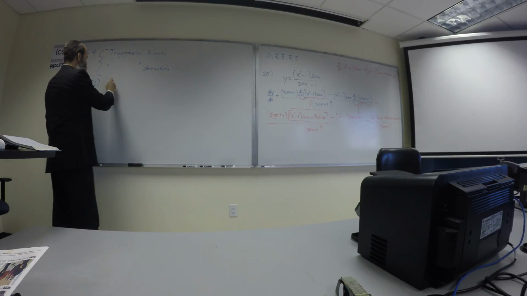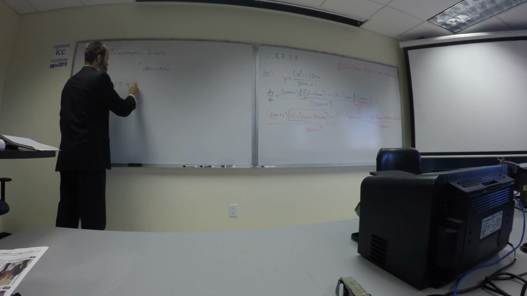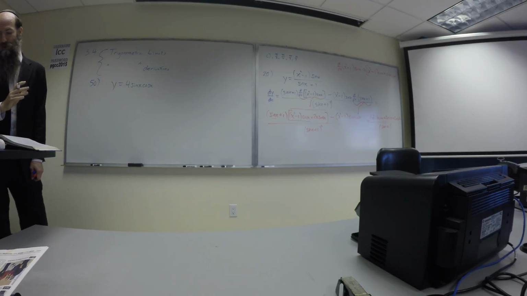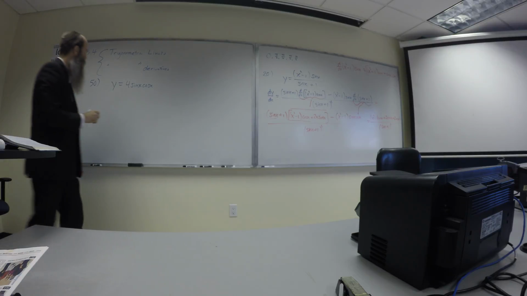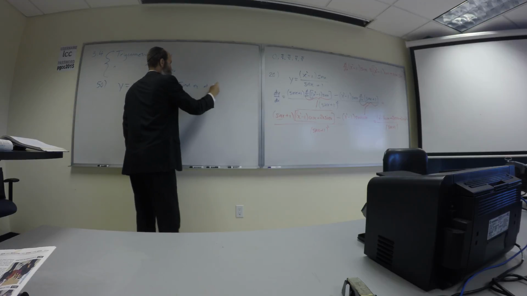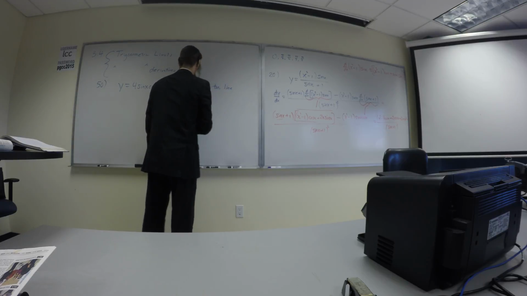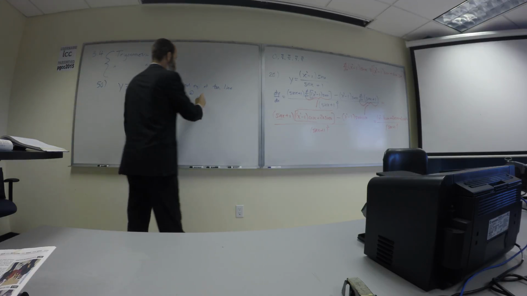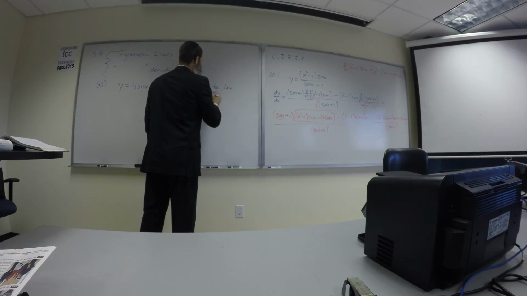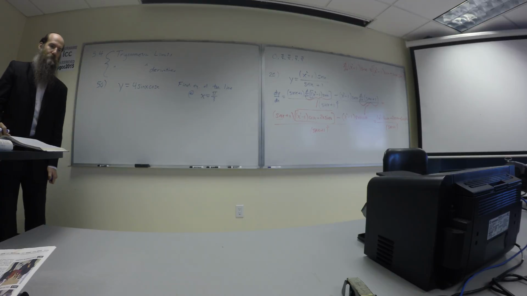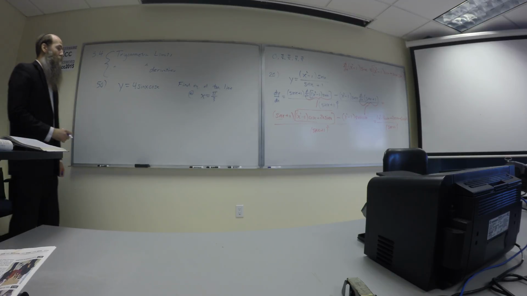Y equals 4 sine x cos x. We're supposed to find the equation of the tangent line. Again, I told you the most common problem in these sections, hopefully, is to find the equation of tangent line. That's what you're doing here. Find the equation of tangent line at, in this case, x equals pi over 3. Like I said, many times they'll give you a special angle so that you can compute it mentally at the end of the problem.